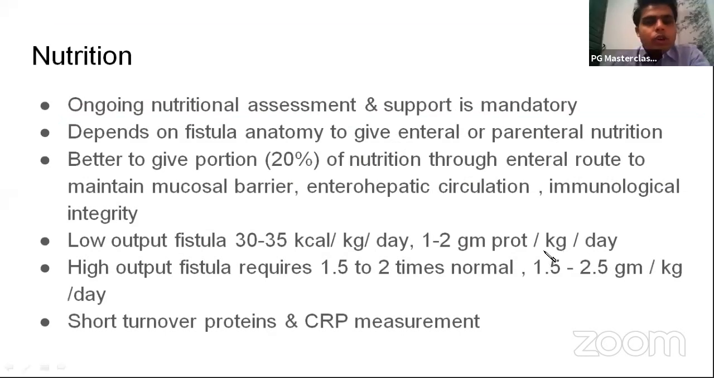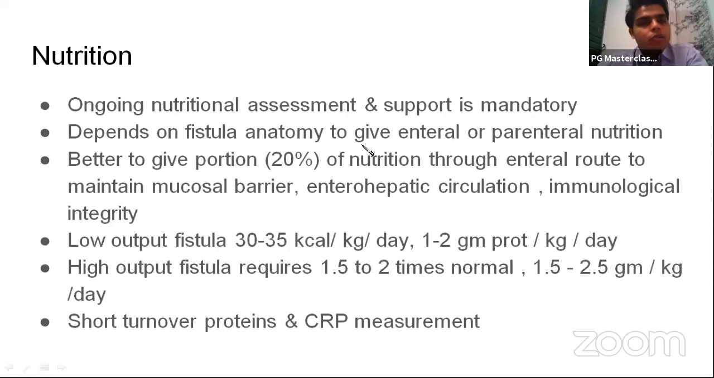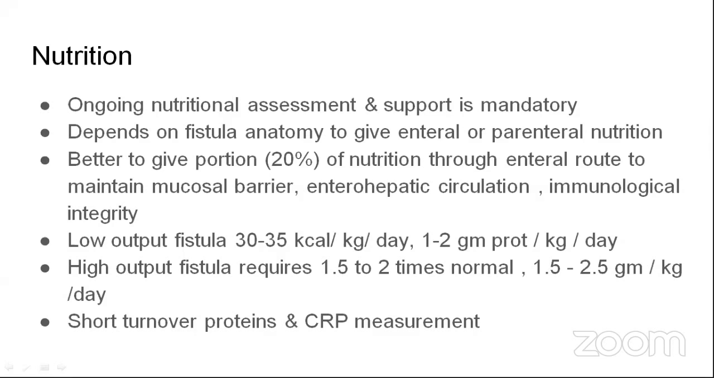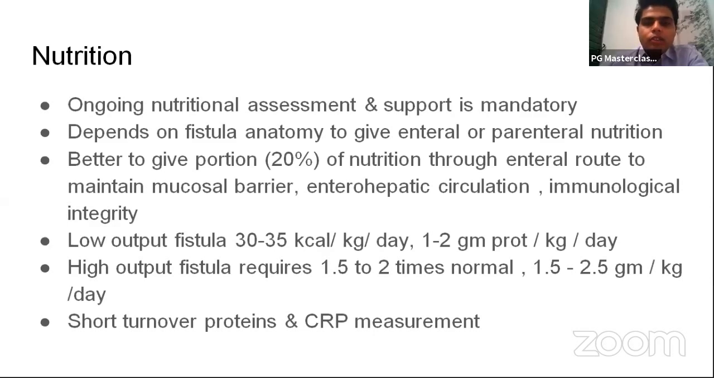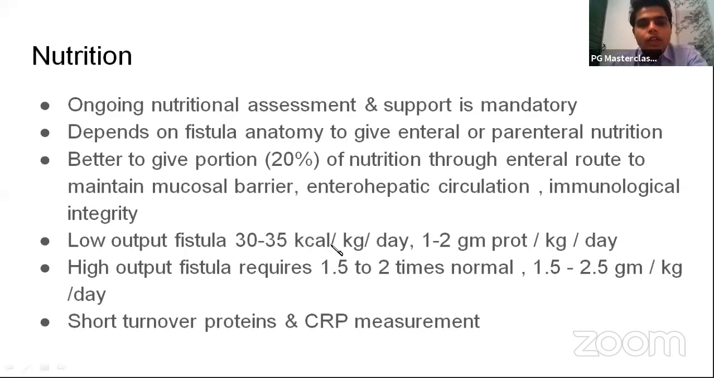Nutrition. The second main point is the nutrition of the patient. Ongoing nutritional assessment should be done, and nutritional support is mandated. The nutritional support, which can be enteral or parenteral, depends on the anatomy of the fistula, and it is better to give a portion, 20% of nutrition, through the enteral route to maintain the mucosal barrier, enterohepatic circulation, and immunologic integrity. In case of a low output fistula, the energy requirement is around 30 to 35 kilocalories per kg per day, with 1 to 2 gram of protein per kg per day required.